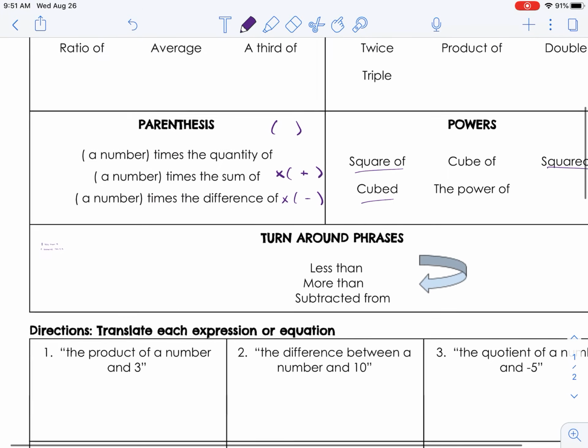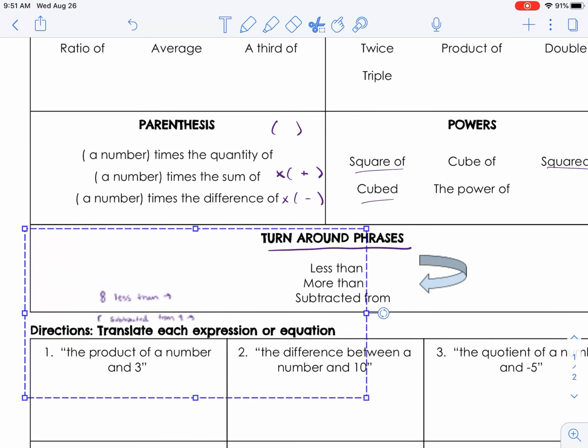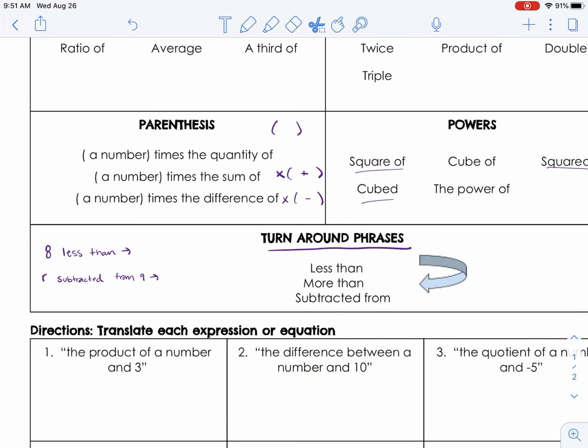The really tricky ones that I want you to pay special attention to are what we call turnaround phrases. So anytime you see less than, more than, or subtracted from. So I'll give you some examples of those. So let's say that the problem said 8 less than a number. That should say a number. So that means that we're going to turn that around. So if it was 8 less than x, I would flip it around, and instead of saying 8 minus x, I would turn it around and it'd be x minus 8, because it is 8 less than that number, so that number has to come first.